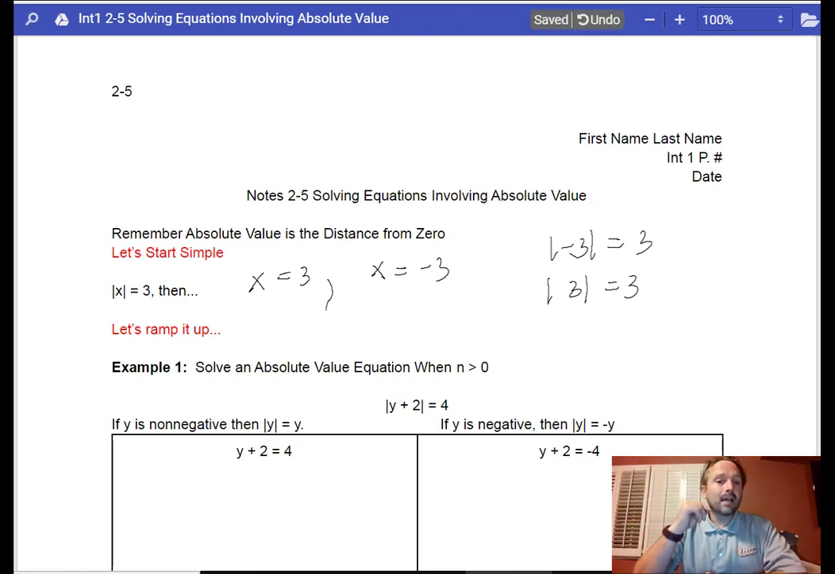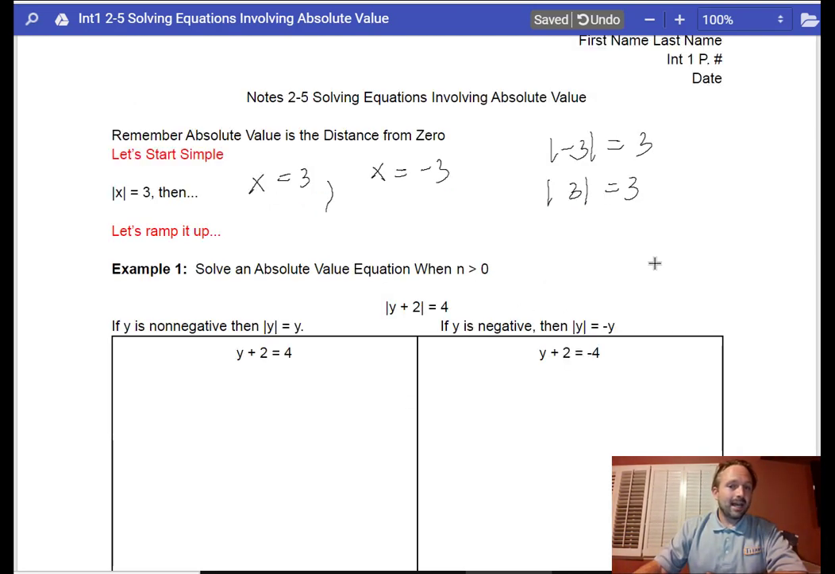Now remember, absolute value is the distance from 0. So we're going to have both positive and negative values for x. So, solve an absolute value equation when n is greater than 0.